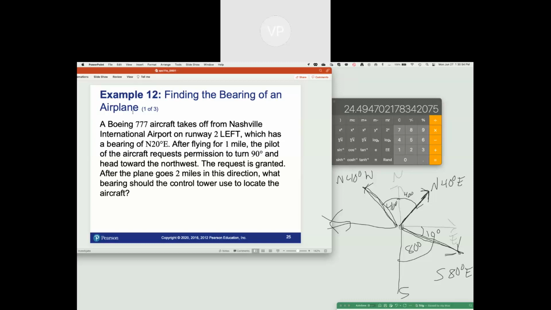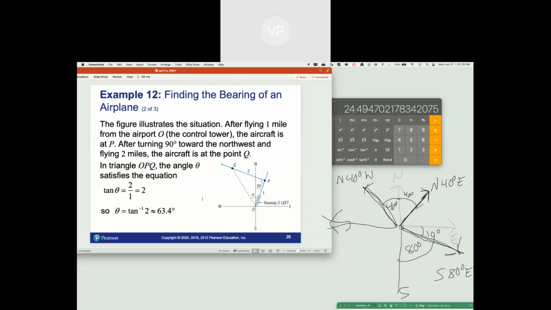So an aircraft takes off from Nashville Airport on runway 2 left, which has a bearing of north 20 degrees east. So remember, north, then turn 20 degrees to the east. It'd be somewhere right around here is the bearing. After flying for a mile, the pilot of the aircraft requests permission to turn 90 degrees and head toward the northwest. The request is granted. After the plane goes 2 miles in this direction, what is the bearing the control tower should use to locate the aircraft? So here's the picture.